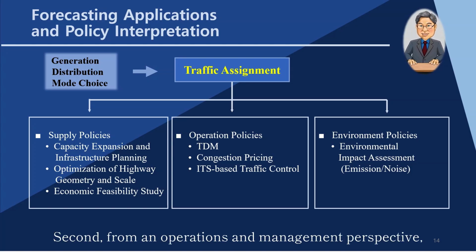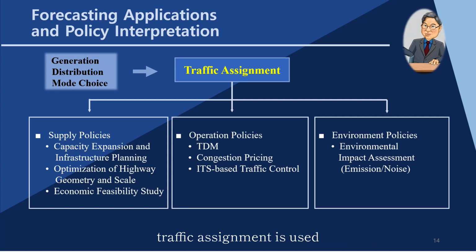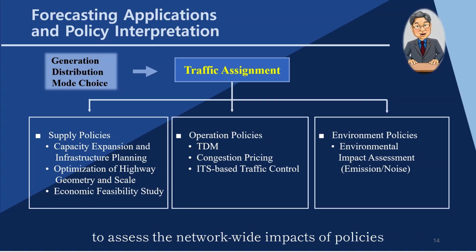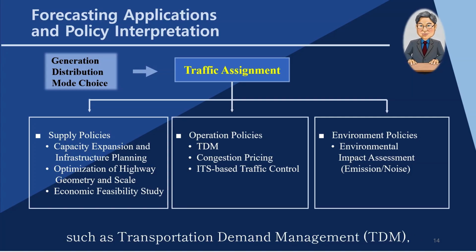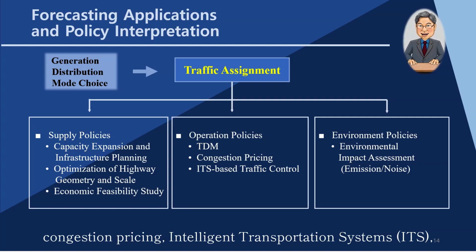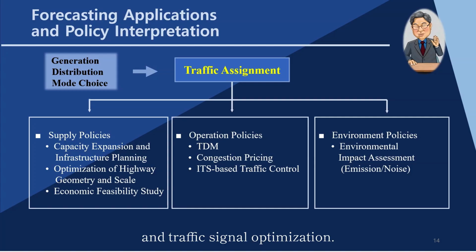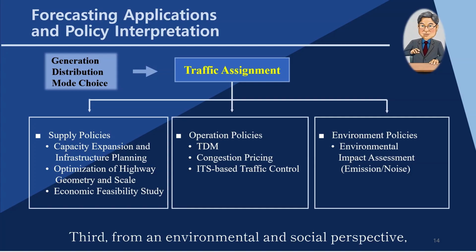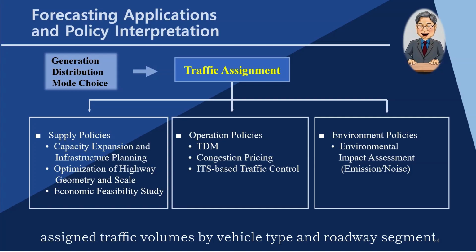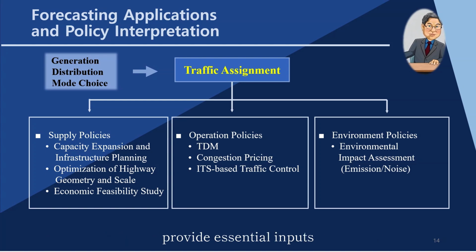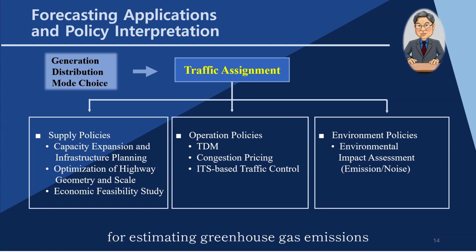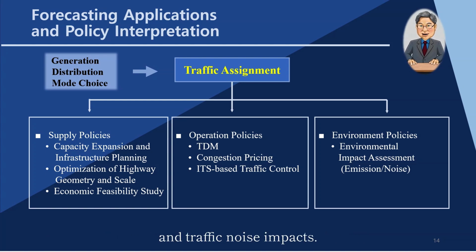Second, from an operations and management perspective, traffic assignment is used to assess the network-wide impacts of policies such as transportation demand management, or TDM, congestion pricing, intelligent transportation systems, or ITS, and traffic signal optimization. Third, from an environmental and social perspective, assigned traffic volumes by vehicle type and roadway segment provide essential inputs for estimating greenhouse gas emissions and traffic noise impacts.